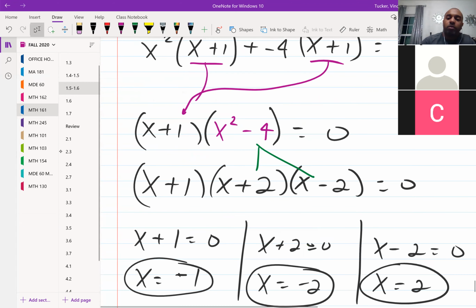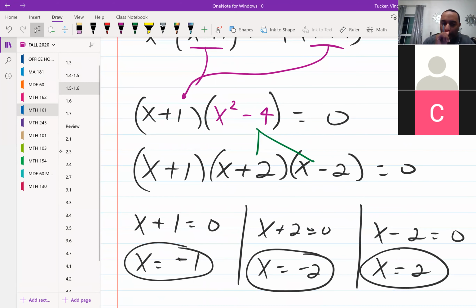Set each part equal to 0. x plus 1 equal to 0, x plus 2 equal to 0, x minus 2 equal to 0. And that will give us our 3 solutions of x equal to negative 1, negative 2, and positive 2.